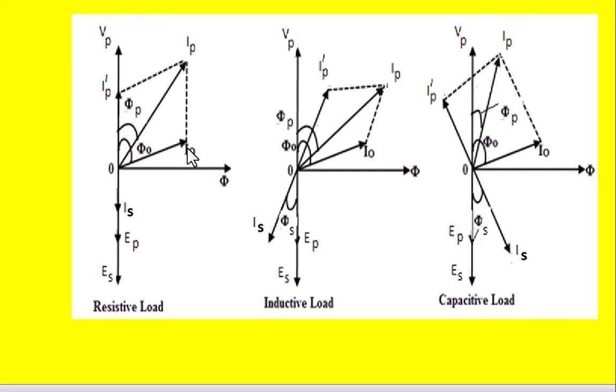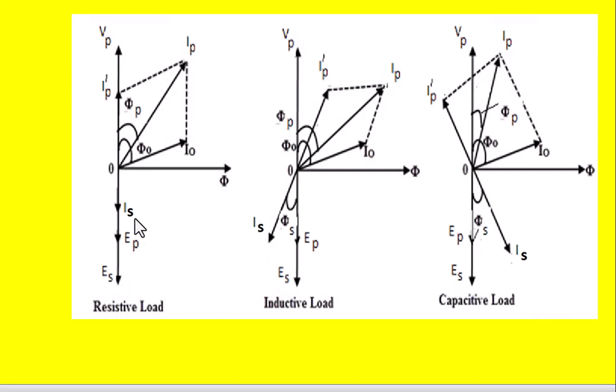That I0 produces a flux in the core called phi that will lag the applied voltage Vp by 90 degrees like this, and this flux induces primary EMF and also secondary EMF. Primary EMF is called EP or E1. Secondary induced EMF we call as E2, and these induced EMFs will lag the flux by 90 degrees like this.